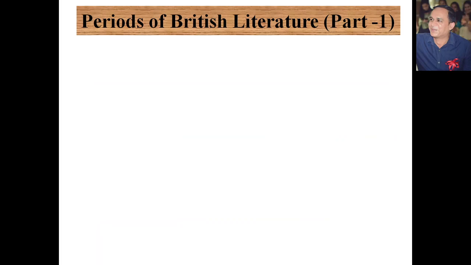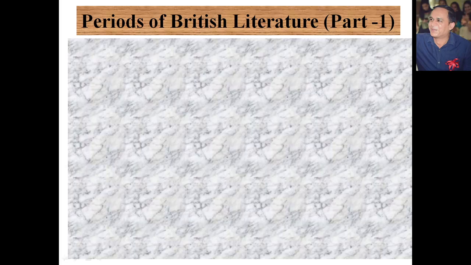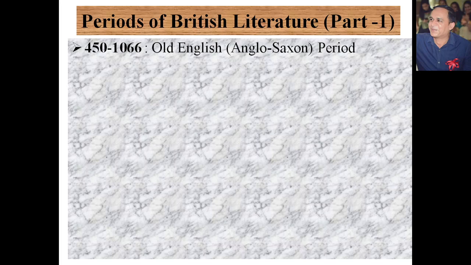For the sake of convenience, these periods are divided along important or famous kings, or also along the names of great literary men, right? So we divide the English literature into the following periods. First, we consider all the literature written during 450 AD to 1066, known as the Old English, or we also call it Anglo-Saxon period, right? So from 450 AD to 1066.